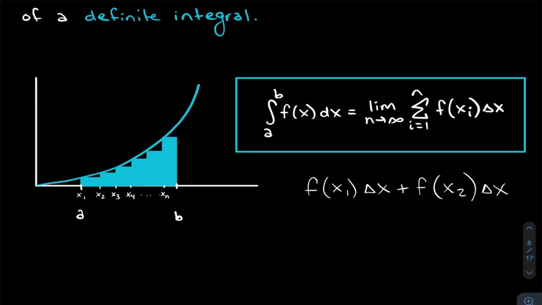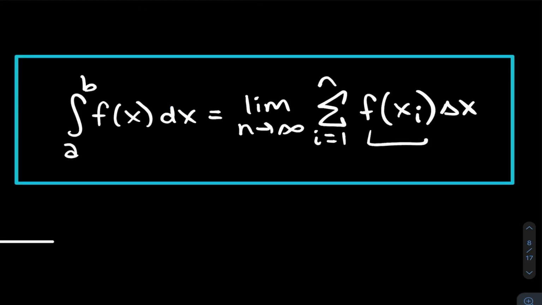And then you multiply by delta x again. The delta x just stays the same, right? It's a constant. It's just going to be the width of your rectangles. And that delta x is going to go to 0. Okay? And so you can see where the terms would go from here. It'd be f of x3, f of x4, blah, blah, blah. Okay?